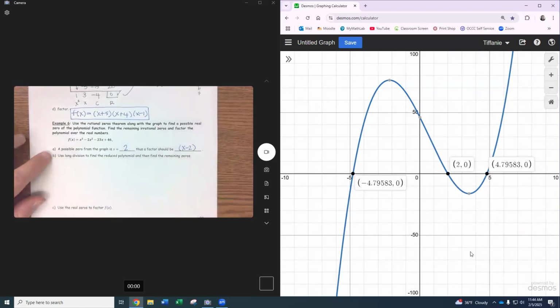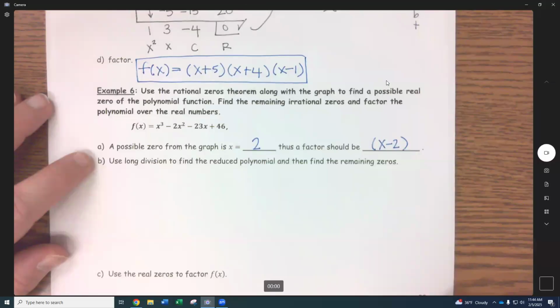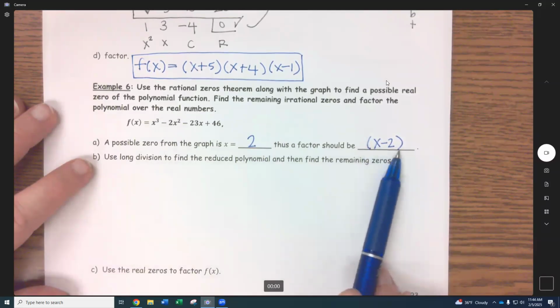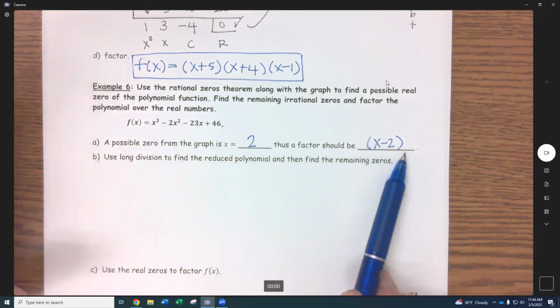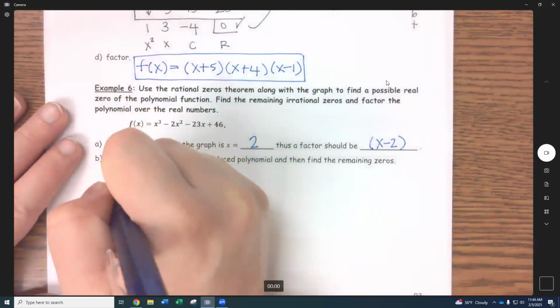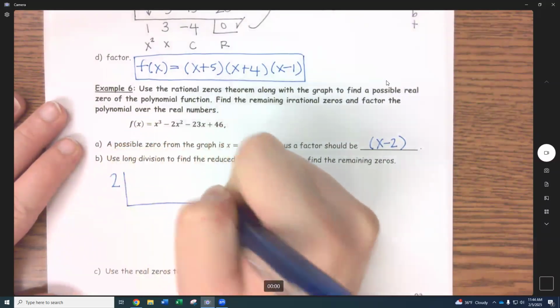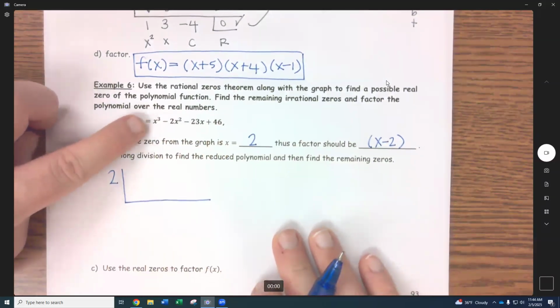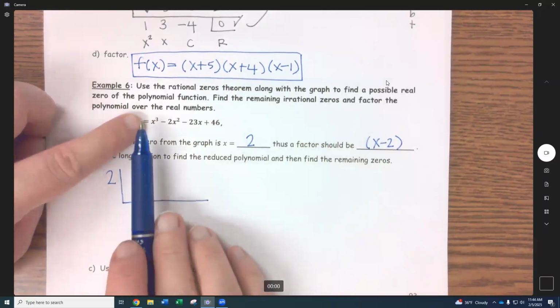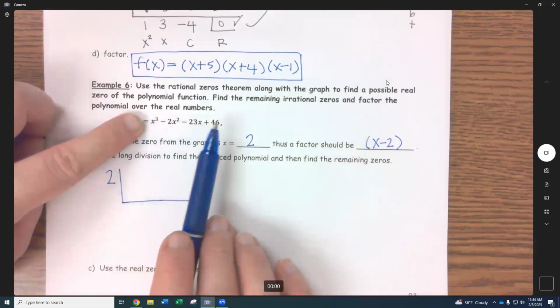Now, part B wants me to use long division to find the reduced polynomial and then find the remaining zeros. Do I need to use long division if I'm dividing in an x minus 2? No. Now, if you like long division, go for it. But I'm going to be using synthetic. So we'll put the 2 on the outside. Do I need to skip any, or do I need any zeros as placeholders? And no, it goes x cubed, x squared, x, constant.